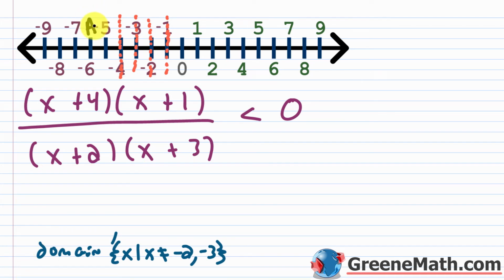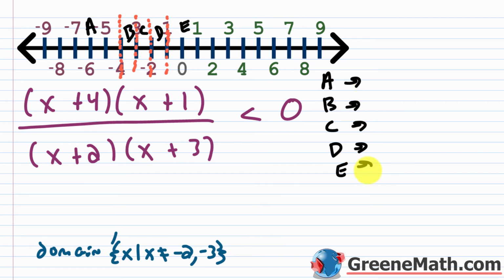So we'll just say that this is region A, so less than negative 4. This is B, between negative 4 and negative 3. This is C, between negative 3 and negative 2. This is D, between negative 2 and negative 1. And then this is E, which is greater than negative 1. So that is a lot of testing to do. So if you get something like this, just try to speed it up by just thinking about the sign. You don't need to plug it all the way in. I guess if you're using a calculator, it's not that big of a deal.